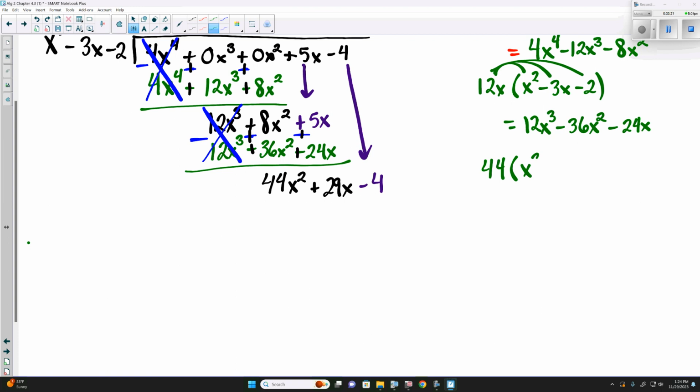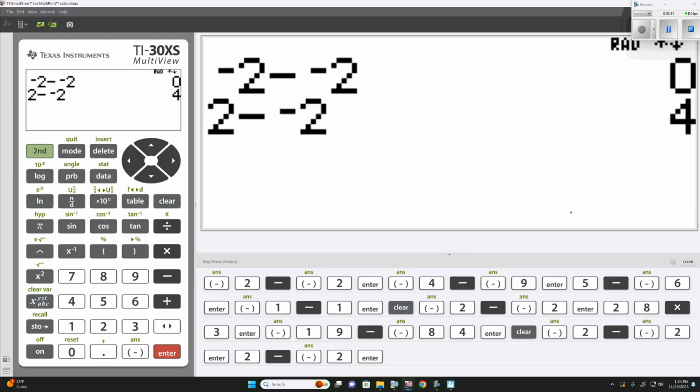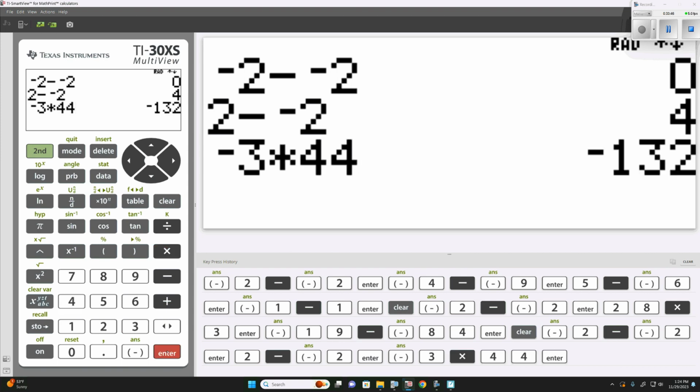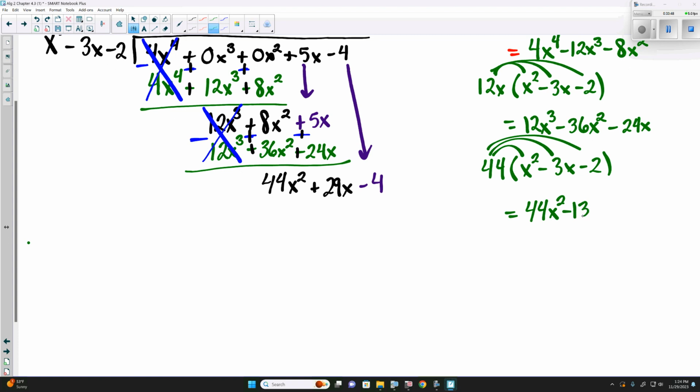So the last multiplication we have to write out is us distributing the 44. 44 times x squared is 44x squared. And that's the nice one out of these 3 here. 44 times negative 3x, negative 3 times 44 is negative 132x. And lastly, 44 times negative 2 is negative 88.